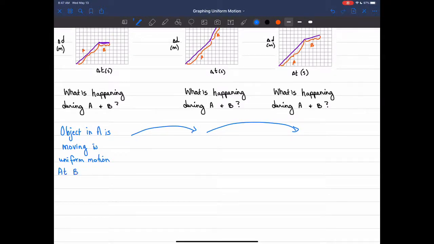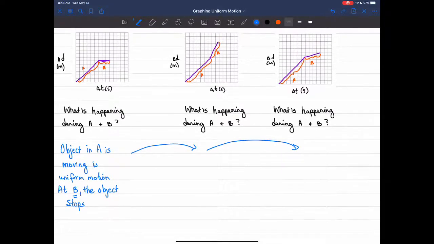In the first scenario, at B, we see that there is no distance being traveled over time. So here I had a distance changing over time, and then there is no distance being changed over time. So at B, the object stops. Okay, in a distance time graph, when you have a horizontal line, no slope, it means that the object stopped. So now let's have a look at the second scenario.